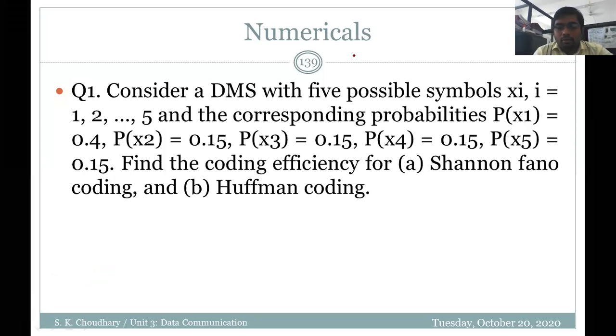So today, this is the last lecture of unit number 3, information theory. Today we will solve some numericals. Already I have taken one example each in Shannon-Fano coding and Huffman coding. Today we will take some other numericals.